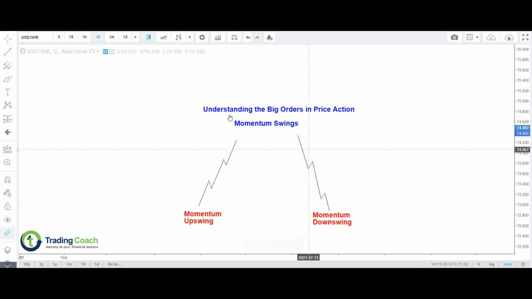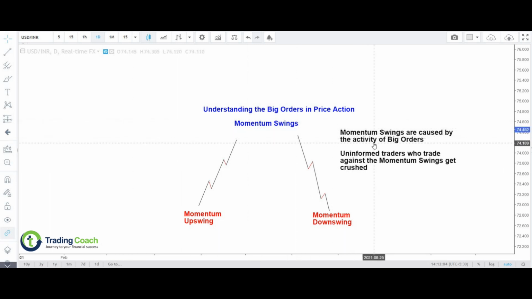Alright, so here if you look at this chart, you can see I have made two nice diagrams, on your left hand side as well as on your right hand side. This is what we call momentum swings. The one on your right hand side is what we call a momentum upswing, and the one on your left hand side is a momentum downswing. These are diagrammatic examples. Even though they may resemble the structure of an uptrend or a downtrend, they have nothing to do with trends. Once I show you this setup on the price chart, you will be able to understand this concept very clearly.